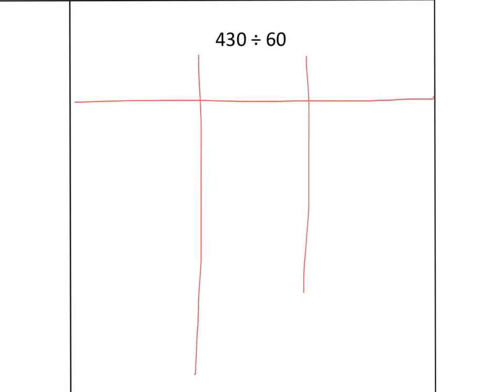For 430 divided by 60, we're going to do the same thing. We're going to estimate, solve, then check. So we're going to break this up into 3 spots. So estimate, solve, check. When we estimate, we always start with what we know. So we know 430 divided by 60.